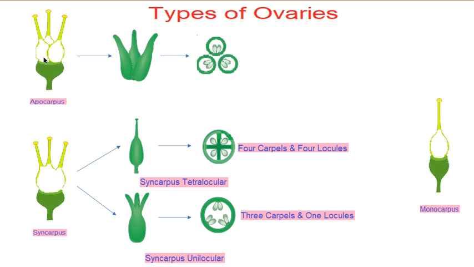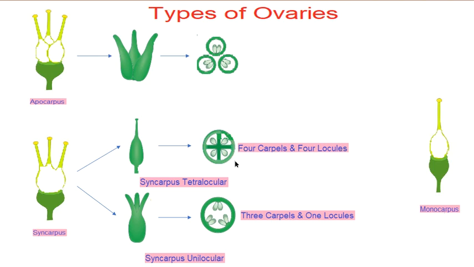Apocarpous, which has 3 gynoeciums, looks like this, and if you take a transverse section, it will look like this. This is syncarpous. Syncarpous can be of 2 types: syncarpous tetralocular and syncarpous unilocular. 4 carpels are there and 4 locules are there.